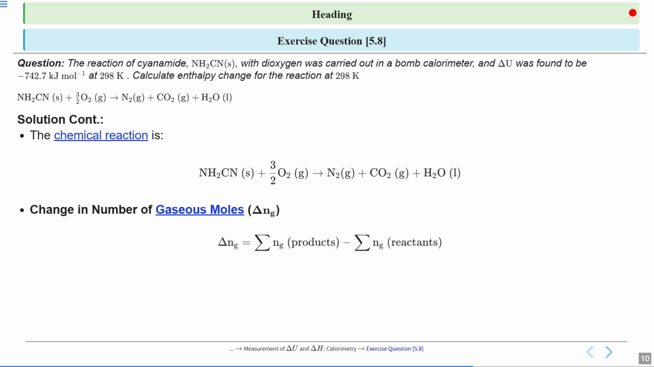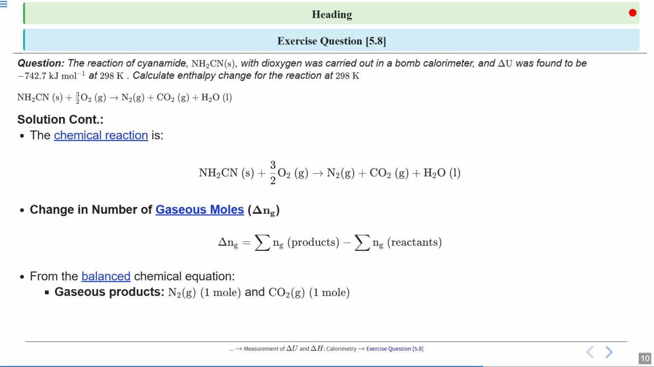Now we can calculate the change in number of gaseous moles. From the balanced chemical equation, the number of gaseous products are 1 plus 1, that is 2. So 1 from nitrogen molecule and 1 from carbon dioxide molecule. So 2 gaseous species are there with 1 as the stoichiometric coefficient. So total number of gaseous product is 2.